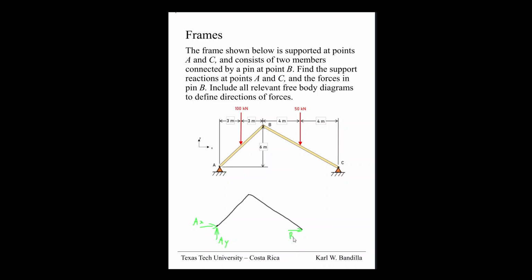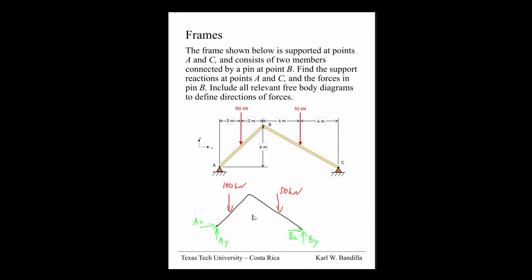Here we have CX and CY, and then we're going to have our two loads. A load here of 100 kilonewton and a load here of 50 kilonewton. Now, as we already suspected, right, we can't get all of our support reactions from here because we have 4 unknowns and only 3 equations, so we'll need a second free body diagram.